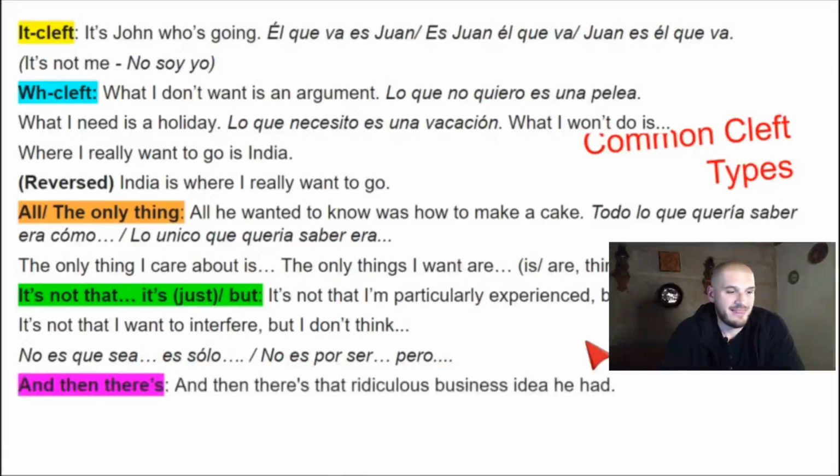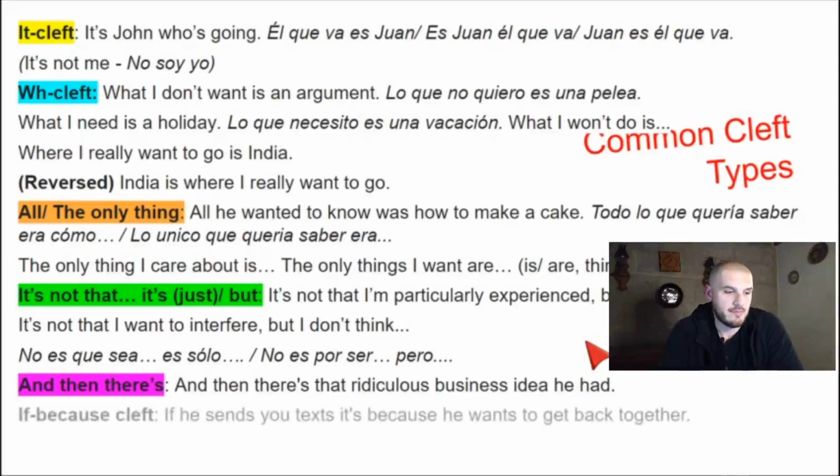And then finally, and then there's. So for example, and then there's that ridiculous business idea he had. En lugar de solo decir, he had a ridiculous business idea, you can say, and then there's that ridiculous, y luego viene ese, yeah? If and because as well.